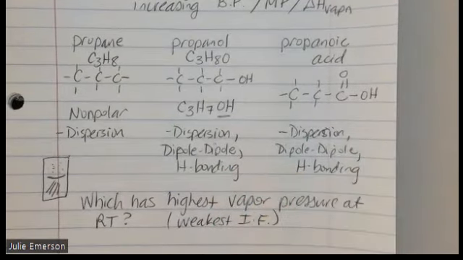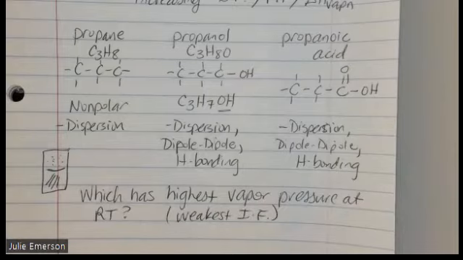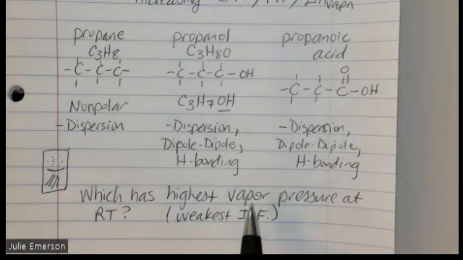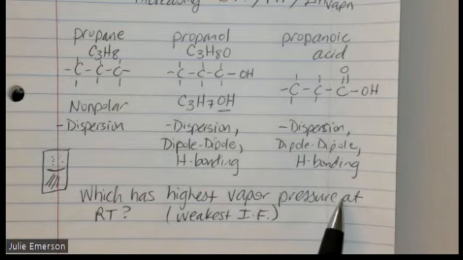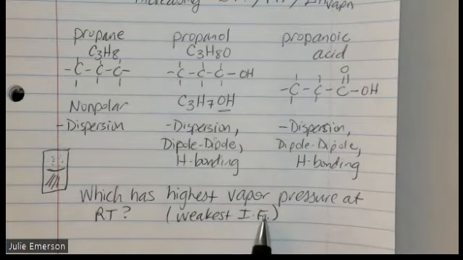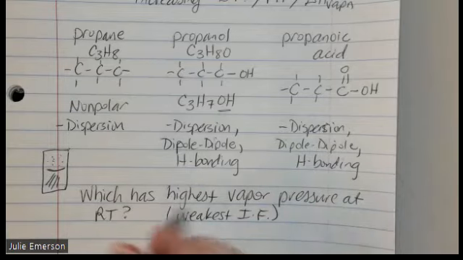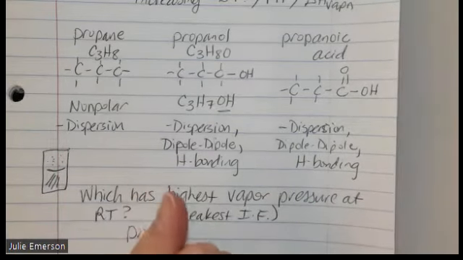And I think that makes sense, right? The weaker those forces are holding the particles together, the more likely we're going to be transitioning into the gas phase, right? The more gas particles we're going to have, because the forces holding the molecules together are very weak. So the one that has the highest vapor pressure is the one that has the lowest intermolecular forces. So of those 3, it should be the propane.